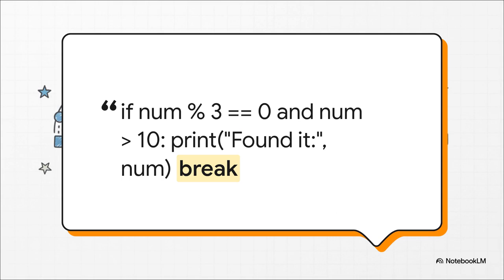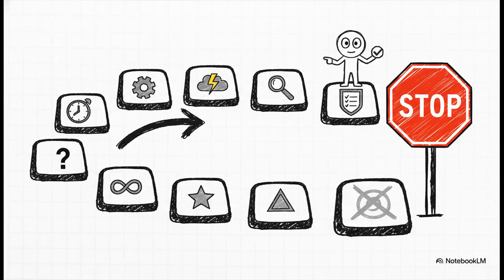So imagine we're sifting through this list of numbers. Our mission: find the very first number that is both divisible by 3 and bigger than 10. The key here is first. As soon as we find it, our job is done. Searching any more would just be a total waste of processing power. And check out the output. It shows the power of break perfectly.